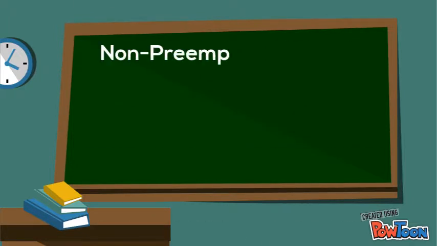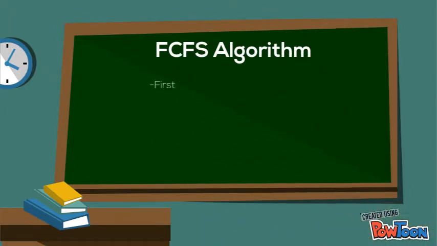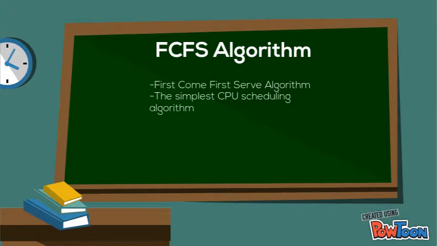Let's discuss first the non-preemptive scheme algorithms. FCFS algorithm. First come first serve algorithm. The simplest CPU scheduling algorithm.